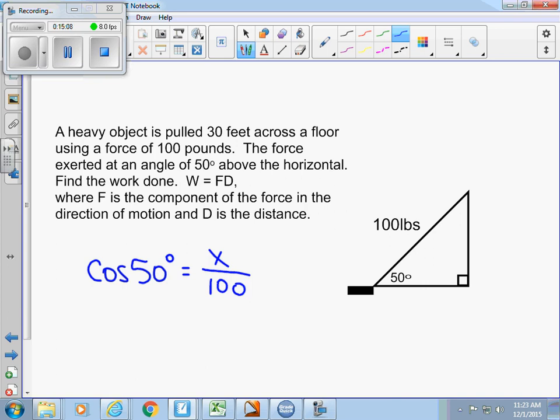100 cosine of 50, which is 76.6. What would my units be? I didn't get 60. I got 64 for the two. What was it? 64.279.